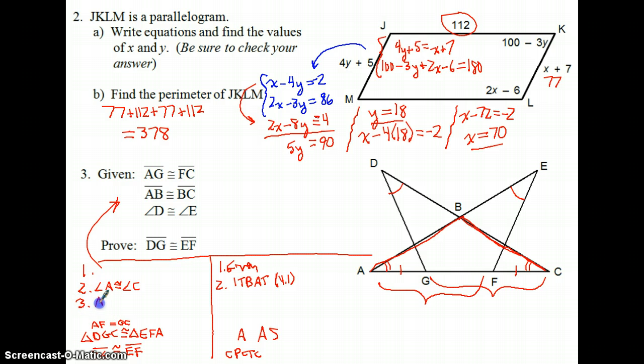I'll be able to say something like AG. See, I knew AG was equal to FC. I'm going to take AG and FC, because I already knew those were equal. That's from given. And I'm going to add GF to both of them. What allows me to add GF to both of them? Well, technically, that's the addition property of equality. What allows me to call AG plus GF AF? What allows me to call FC plus GF GC? That's the segment addition postulate.